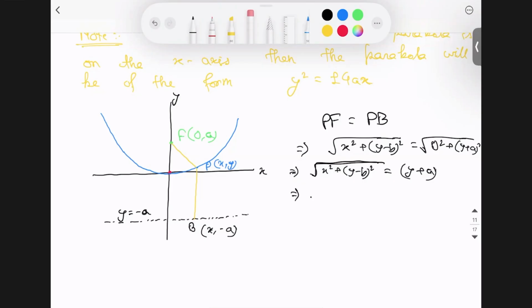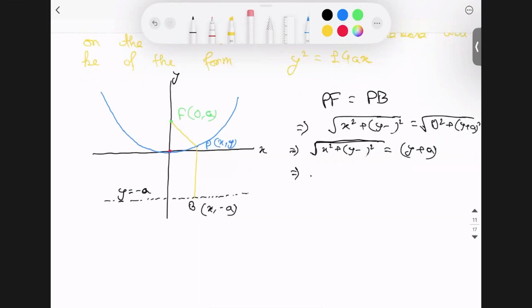Sorry, I have made something wrong here. This will give us x square plus y square minus 2ay plus a square equals y square plus 2ay plus a square. The a square is gone, y square is gone, and we will ultimately get x square equals 4a y.